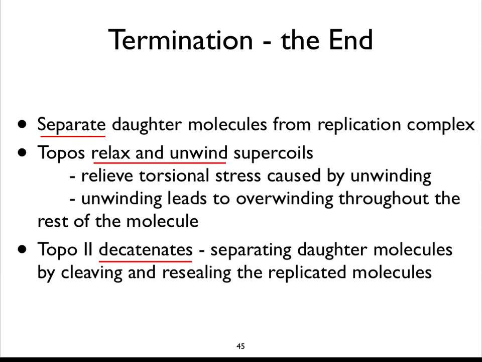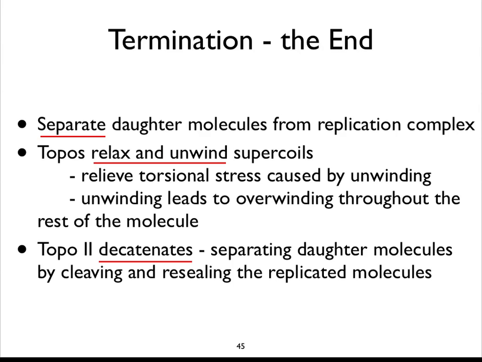Okay, so termination, or the end. You have to separate the molecules from the replication complex. As I said to you, the topos relax and unwind, and that relieves torsional stress. Unwinding leads to overwinding throughout the rest of the molecule. And that's why topo 2 is there, to separate the daughter molecules.